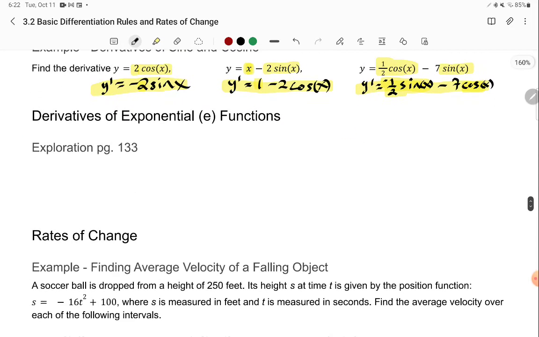All right, looking at derivatives of exponential functions.